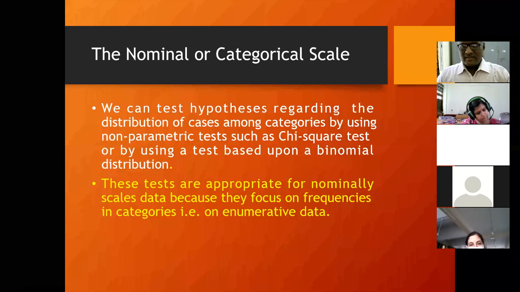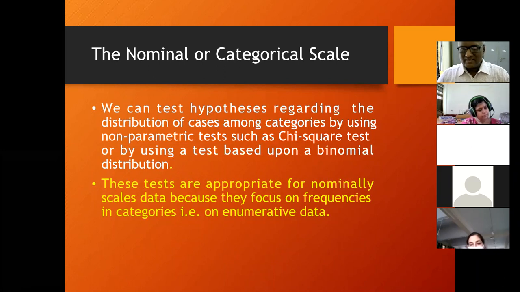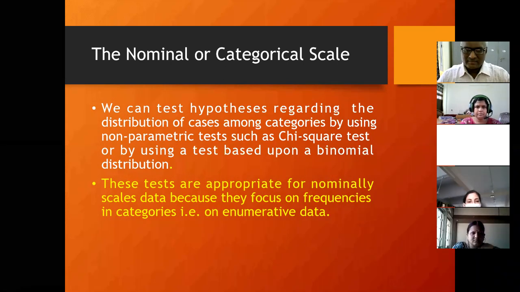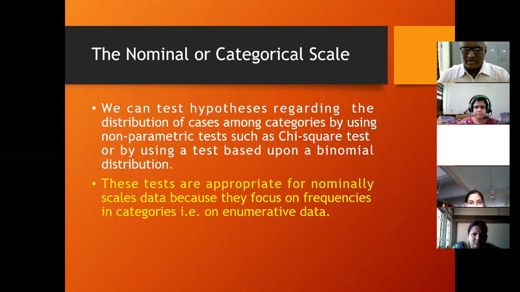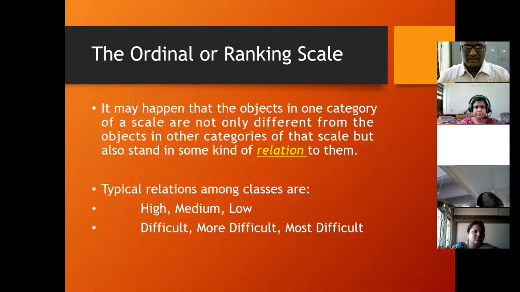We can test hypotheses regarding the distribution of cases among categories by using non-parametric tests such as the chi-square test or the binomial test. A binomial test means categorizing into two, male and female, for example. This is binary: one is male, another one is female. You can use the binomial test for testing the hypothesis. These tests are appropriate for nominal data because they focus on frequencies or enumerative data, meaning how many frequencies belong to a specific group once we categorize them.